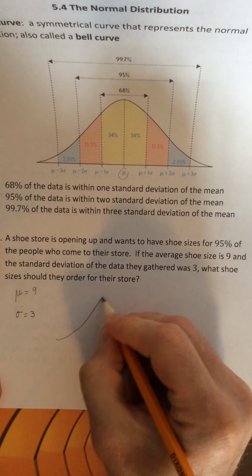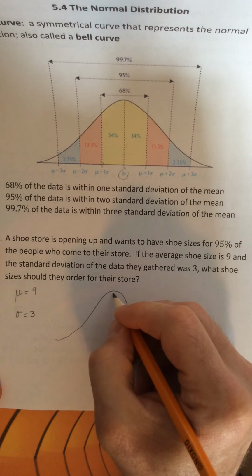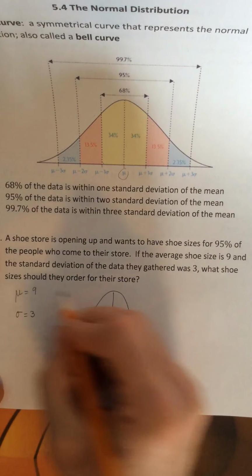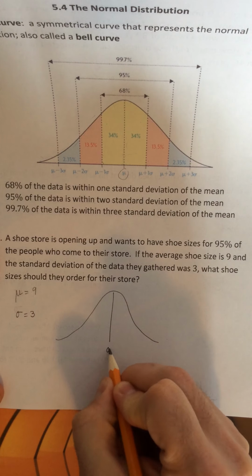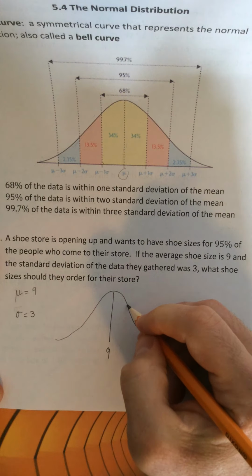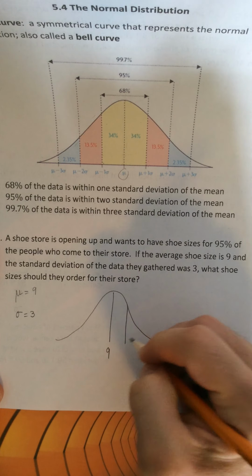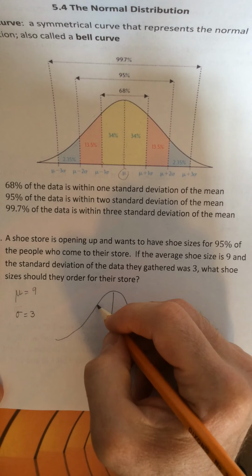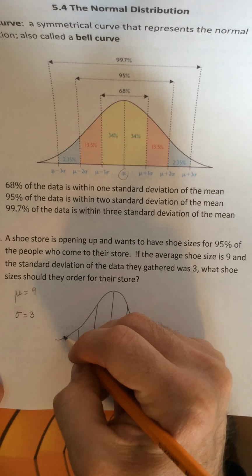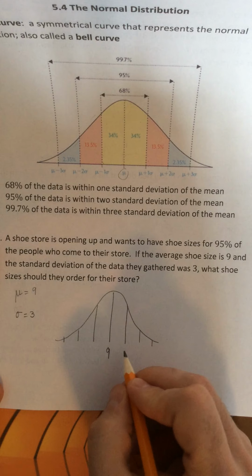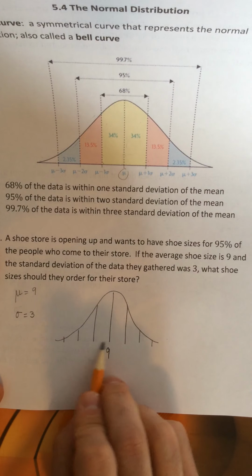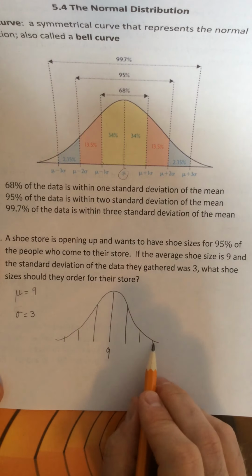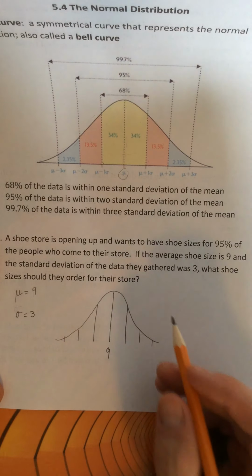So we'll draw a normal curve. In the center of the curve is the mean, so 9. And then we're going to draw these standard deviations. So 1, 2, 3 standard deviations to the right, and 1, 2, 3 standard deviations to the left of the mean. So there should be an equal amount of data below and above the mean if this is a normal distribution.